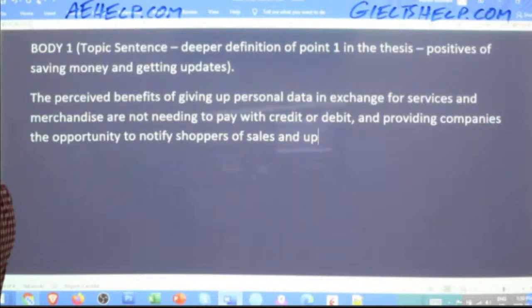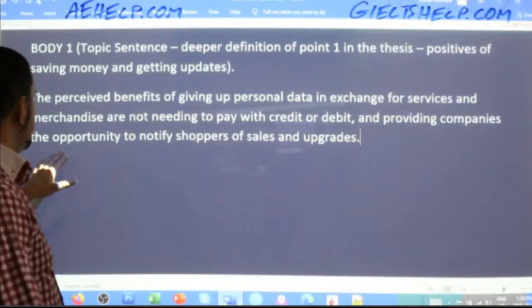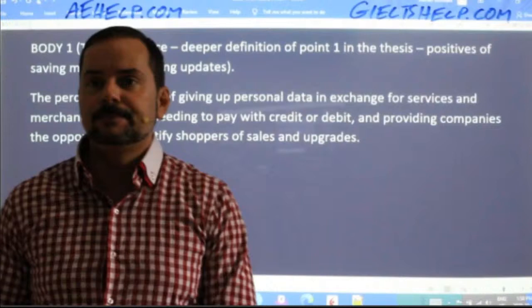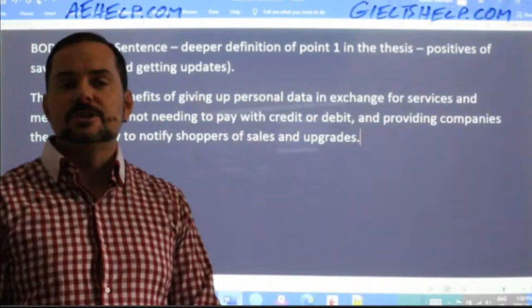All right. So this is my topic sentence. The perceived benefits of giving up personal data in exchange for services and merchandise are not needing to pay with credit or debit and providing companies the opportunity to notify shoppers of sales and upgrades. Okay. All right. So let's see what you come up with for your explanation. So what do you mean I don't need to pay? Okay, so explain this. Now remember, the explanation is not the specific example yet.